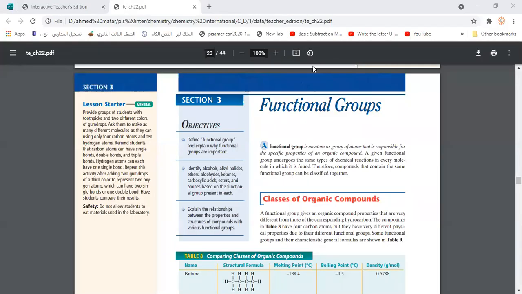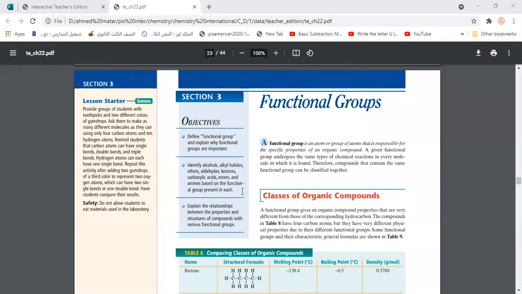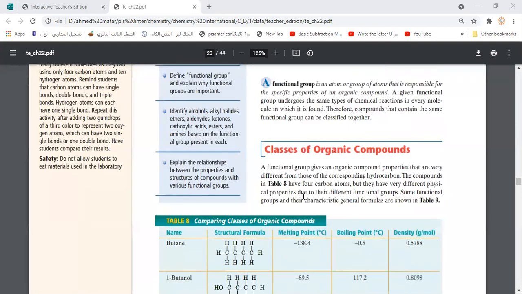Okay, today we're going to continue what we started last time. Last time we started to talk about section 3 of chapter 22, the functional group of organic compounds. So what is a functional group? Let's remember what we explained last time.